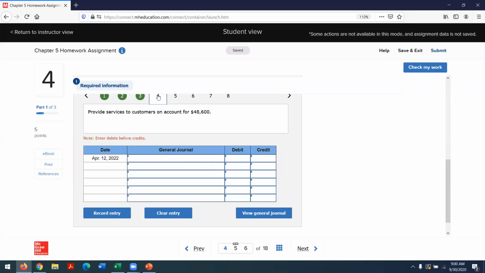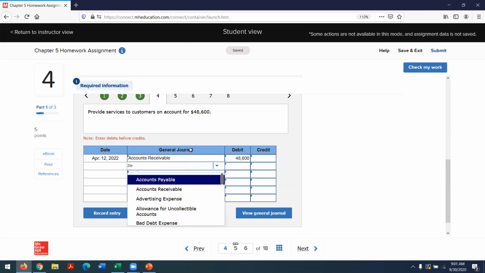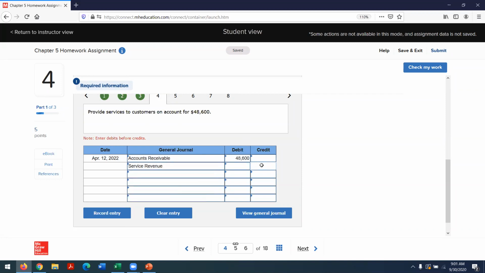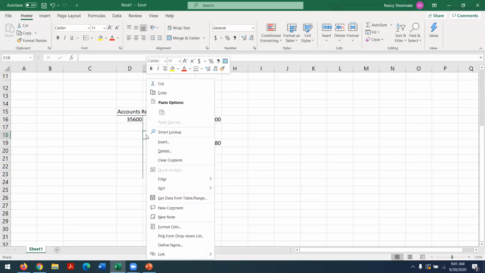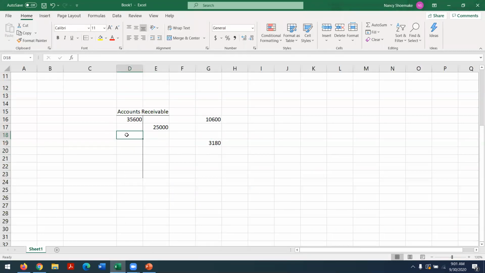Number four. We now provided services to customers on account for $48,600. We debit accounts receivable, and service revenue, $48,600. Excellent. Everyone agree? Okay.